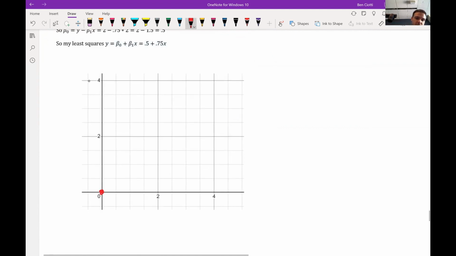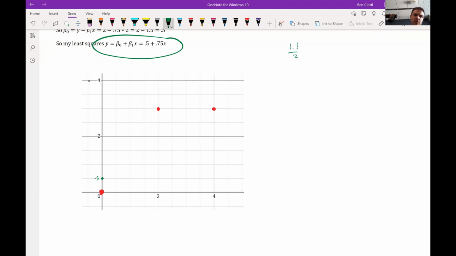So my 3 points were 0, 0, 2, 3, and 4, 3. And let's plot this line. So let's see. There's 0.5, and it's going to go up 3 and over 4. Or up 0.75 and over 1. Right. Let's see, how can I do this? Up 0.5, which is the same. Hold on, that's the same as going up 1.5 and over 2.